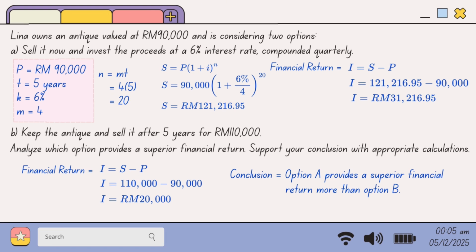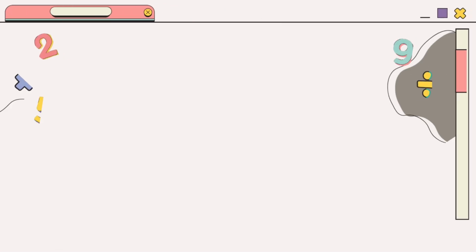The financial return that Lina got for the first option is 31,216.95. Question b. Lina just sells the antique at 110,000 ringgit only. The financial return that she got is 20,000. So, for the conclusion, we know that option A provides a superior financial return compared to option B.